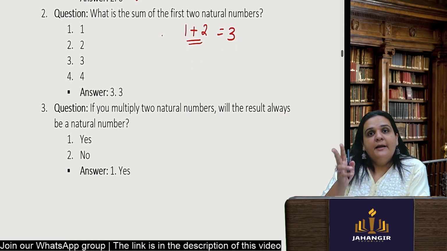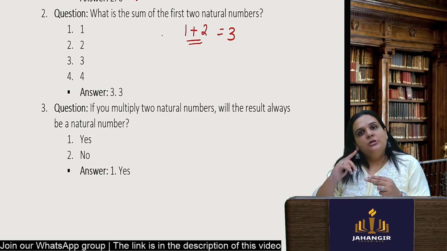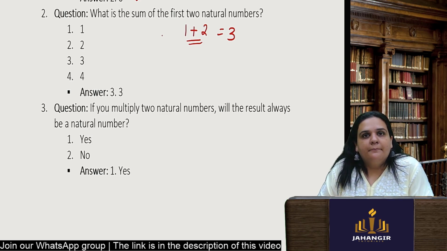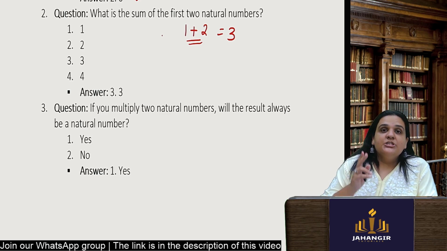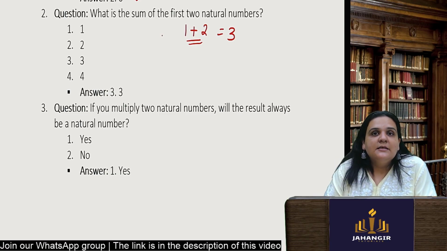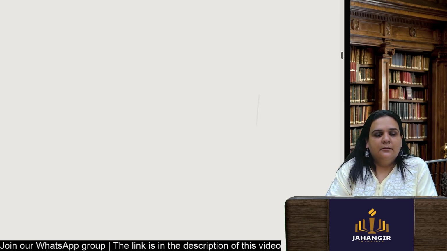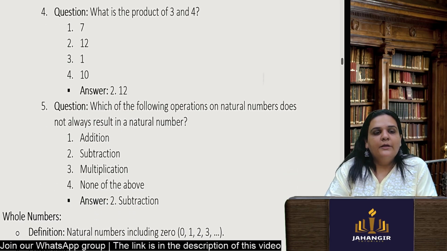If you multiply two natural numbers, will the result always be a natural number? Yes. Addition and multiplication will always give you a natural number. Subtraction and division may or may not give you a natural number. So the answer is yes. Okay, I am moving to the next question.